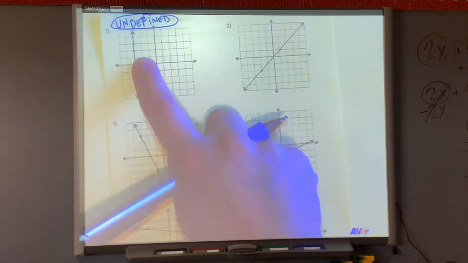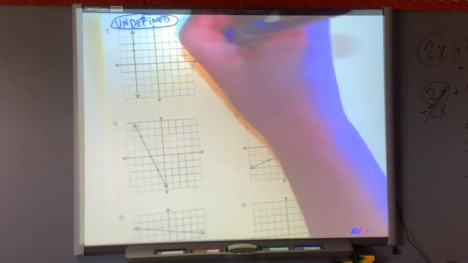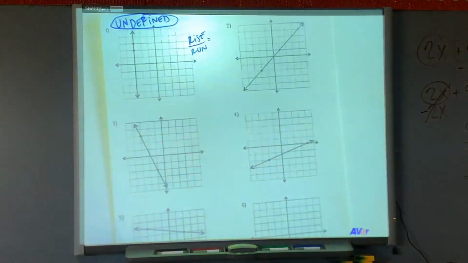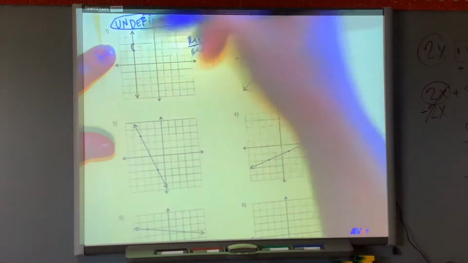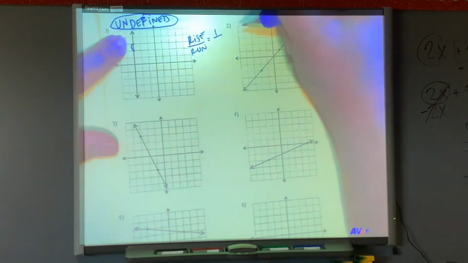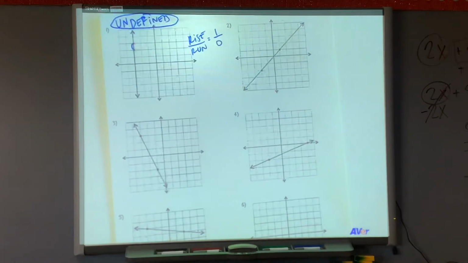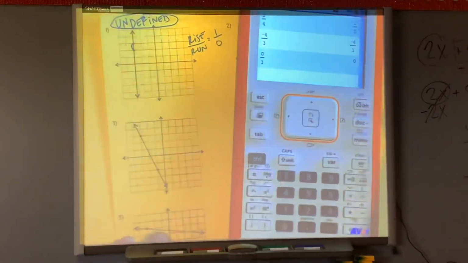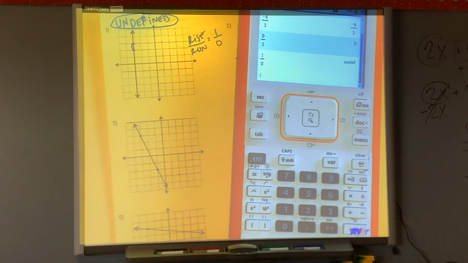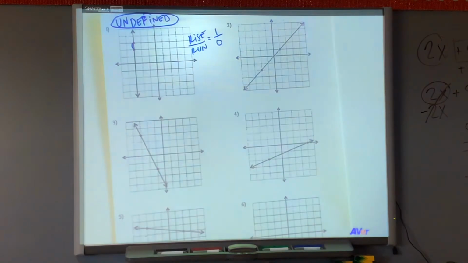Here's the mathematical version of why this is undefined. If I were doing rise over run for this graph, I would be rising from the dots that it said, which is up 1, and I'm running none. It does not go to the side, so I do 1 over 0. 1 over 0 in my calculator, 1 divided by 0, literally says the words undefined. It says undef, but it stands for undefined. That's because you cannot divide anything by 0. It is impossible. All right, let's try a couple more.